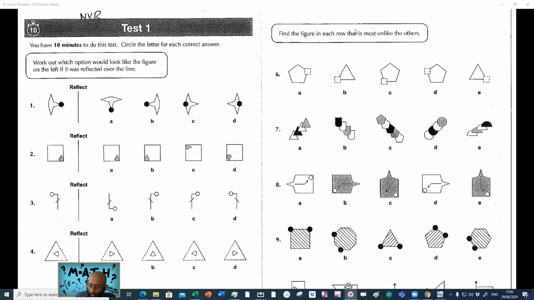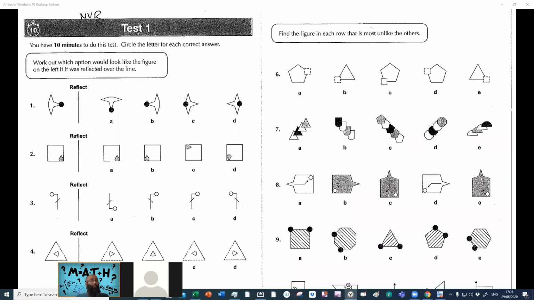Let me just make sure my iPad is going to sleep for a second. Here we are. Okay, we have somebody else joining us. Okay, let's quickly pause.